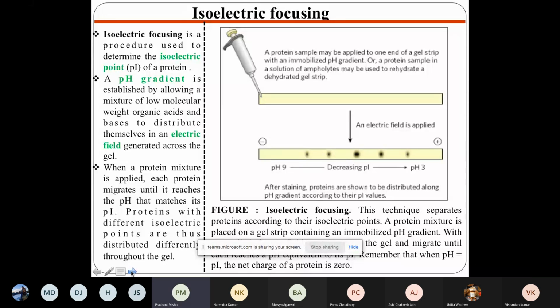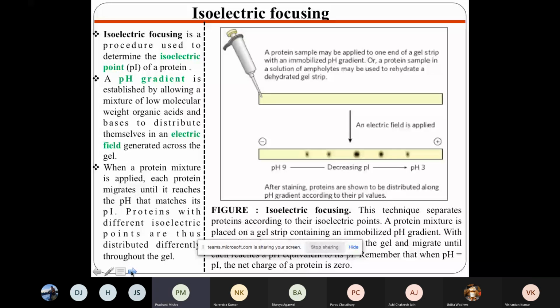So what does it mean? It means that, first, it is used to determine the isoelectric point of a protein, which I have already defined: the isoelectric point is the point at which the net charge on the protein surface is zero. Though there will be charge, there will be an equal number of positive and negative charges, and that's why the net charge is zero.